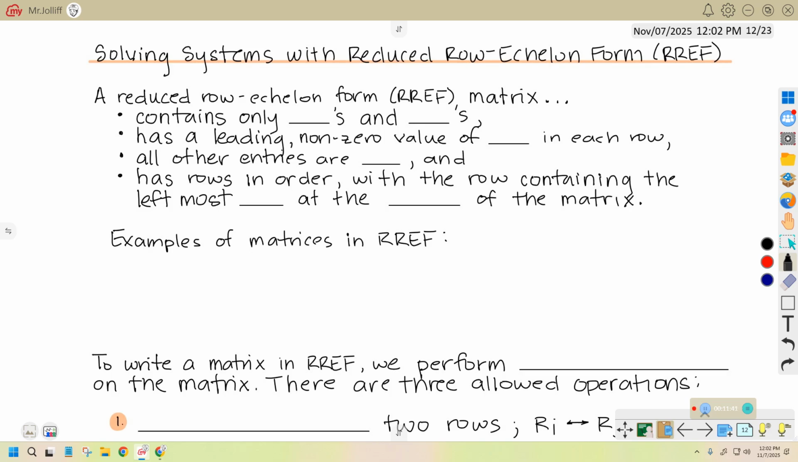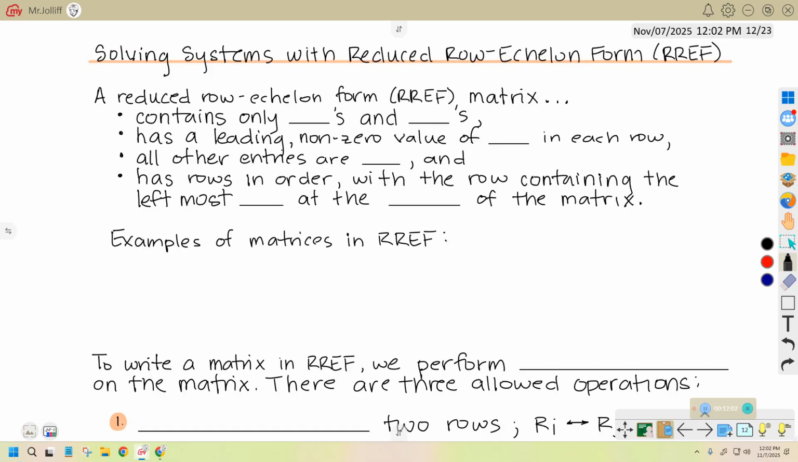Now, we talk about the slightly more difficult part, which is now that we've got our system of equations in a matrix, how do we use the matrix to solve? I'm going to show you the long way, and then I'm going to show you the short way. I want you to see both. You should be able to do both.